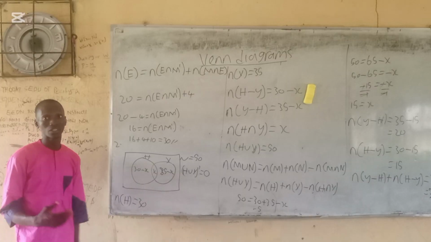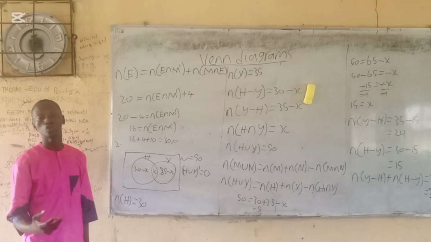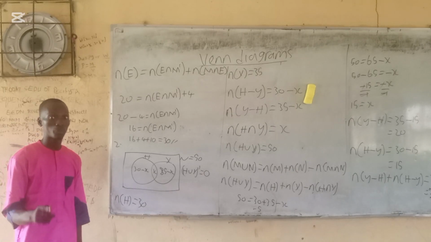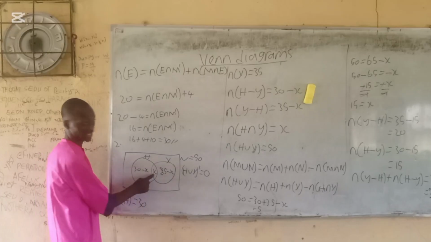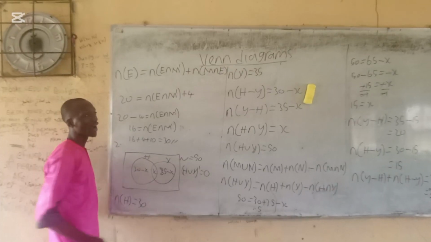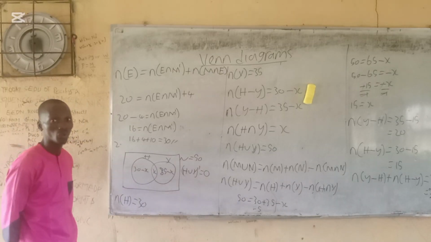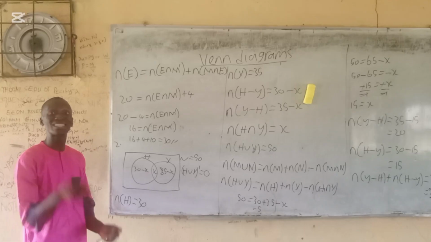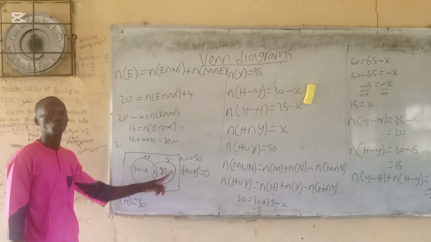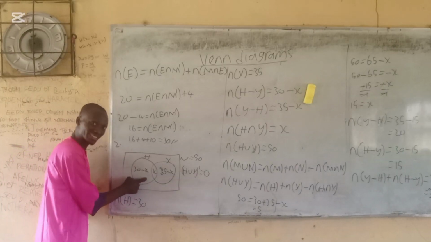Now, for you to interpret a set of two subsets like this, we have to go through it. We will start from the middle, from the last. They say X speak both languages. First of all, put X. Now, they didn't tell you that 30 speak Hausa only. They say 30 speak Hausa, which means from that 30, there are some students there that speak Yoruba. So because of that, I'm going to put 30 minus X.